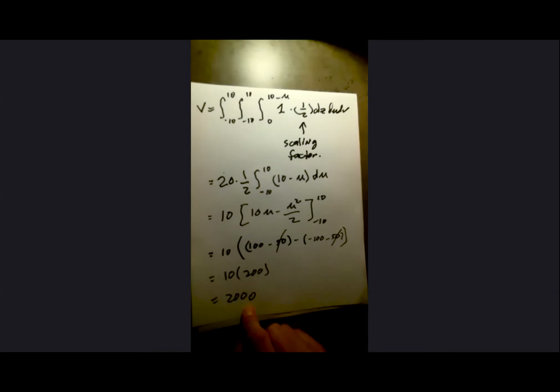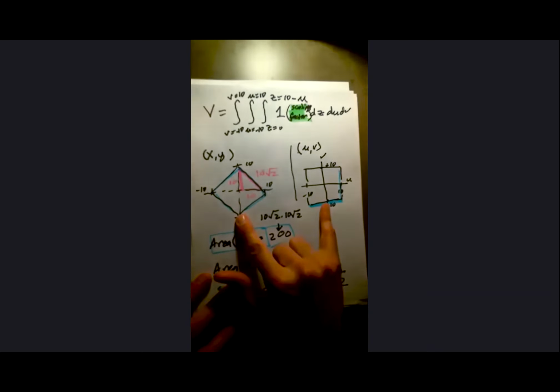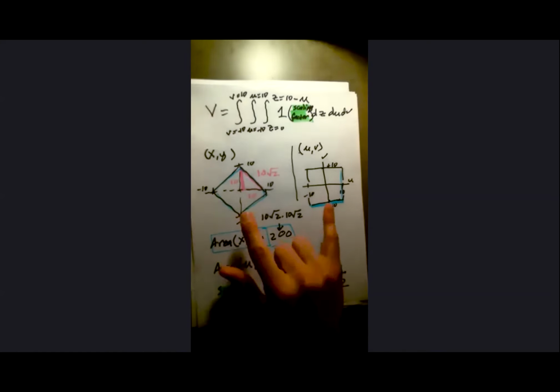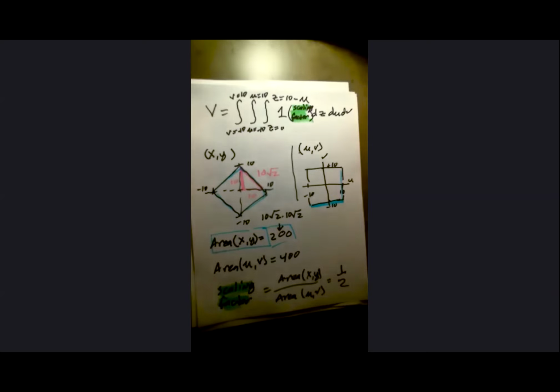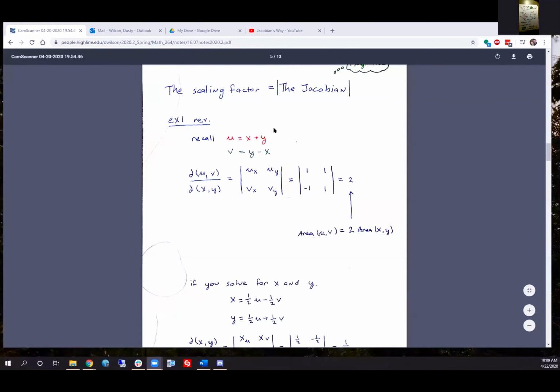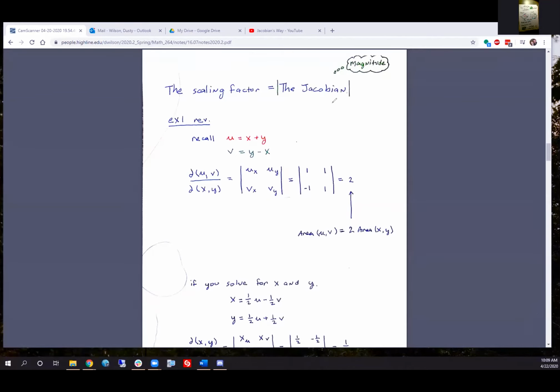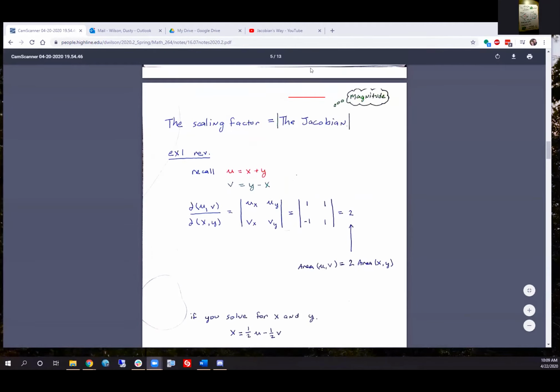Yay, that's all wonderful, except for the fact that right here in the middle, we had to find the area of these two regions, and it happened that they were both squares, so it was pretty easy. But what if they hadn't been squares? So enter the Jacobian. The scaling factor that we are interested in is this thing called the Jacobian. And specifically, it's the magnitude of the Jacobian, the absolute value of the Jacobian.